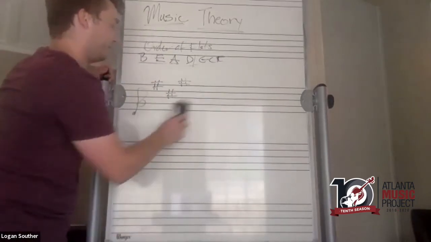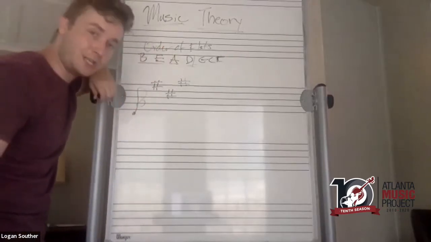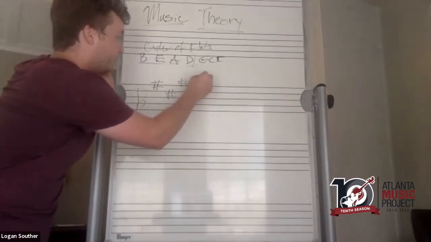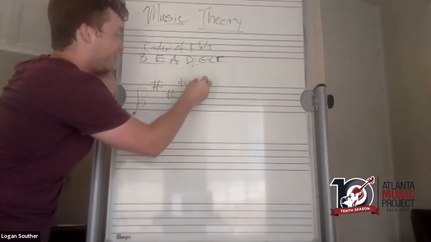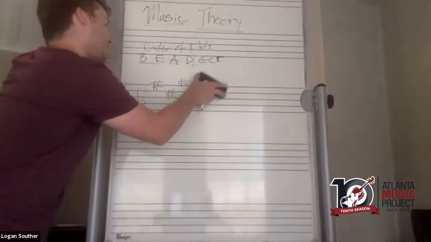Same thing's true if we get rid of that last one. This top sharp is G sharp. Right above G sharp, here's G. One step above G sharp is A. That gives us A, the key of A major.